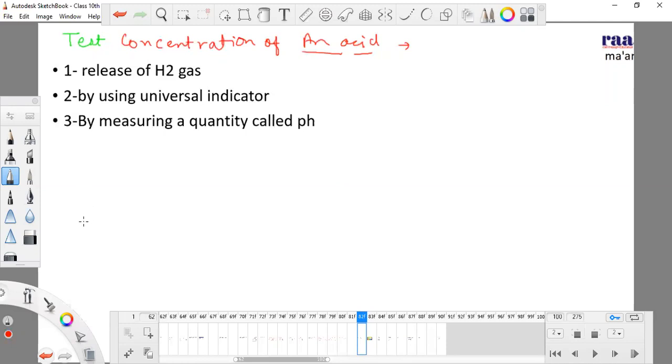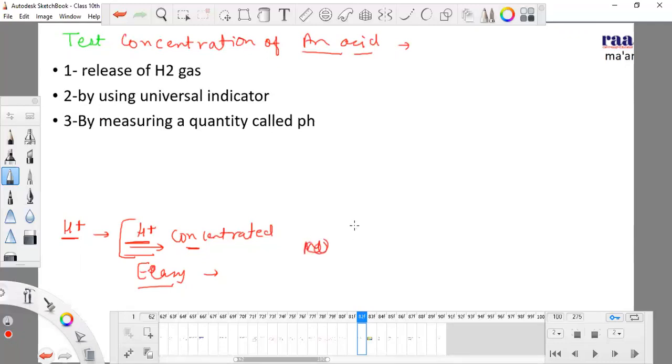I have told you this in previous classes: what is the concentration of an acid. When an acid can release H plus ions, and if it can release a large amount of H plus ions, then it is known as a concentrated acid. A concentrated acid can release H plus ions very easily, and a concentrated acid has a lesser amount of water and a greater amount of acid. So this is a concentrated acid.